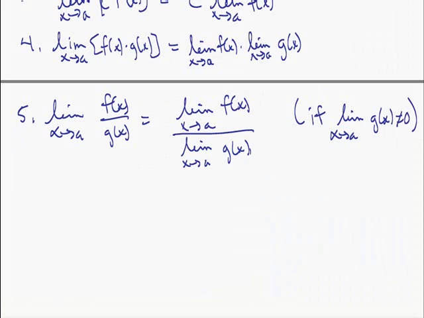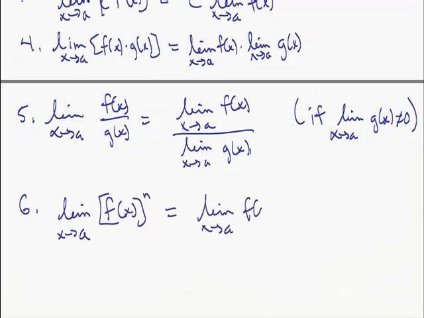Now, continuing on, there is a product law, which is basically a repeated application of rule number 4. If you take the limit of two functions multiplied together, that's the same as the product of the limits. Well, if you do that numerous times, with the function multiplied by itself, we get law number 6, which says that the limit as x approaches a of a function raised to the nth power, so the limit of a function multiplied by itself n times, is the same as taking the limit of the function first and then taking that result times itself n times.